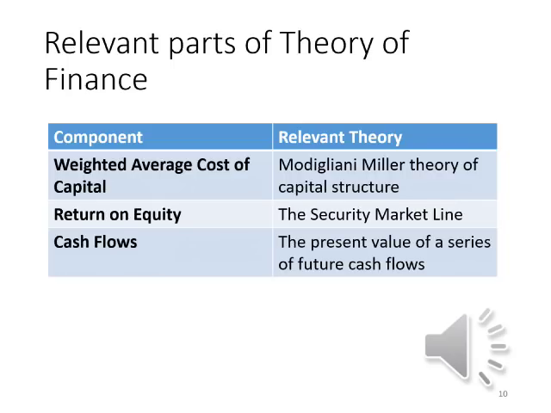The second part of financial theory that we're going to use is called the security market line, and this is simply a line that you draw which shows that as the risk of a company increases, the return to the investors should also increase. And this is known as the security market line, and we use that to calculate the expected return on equity. And then thirdly, the present value of cash flows.